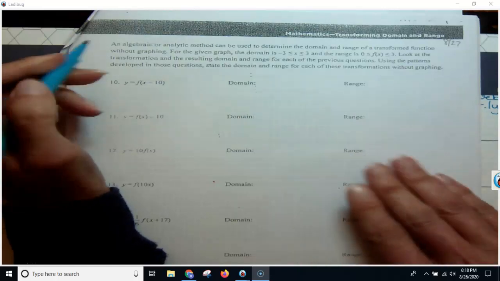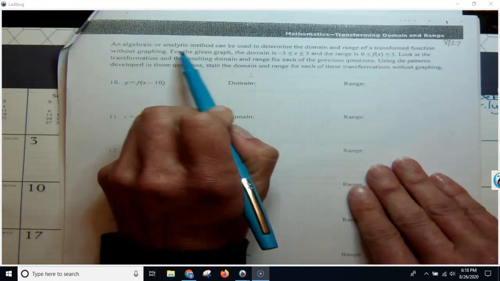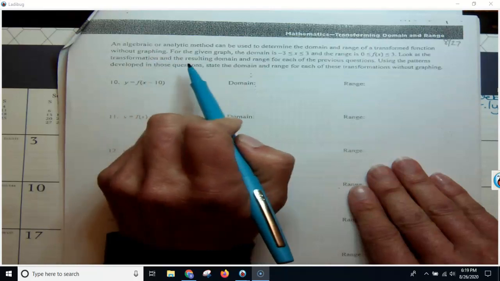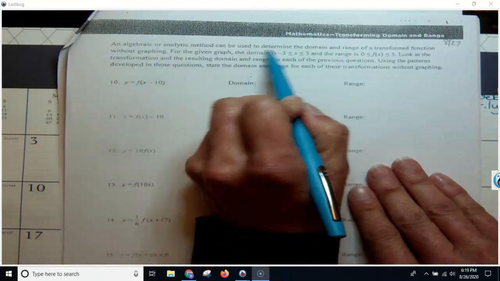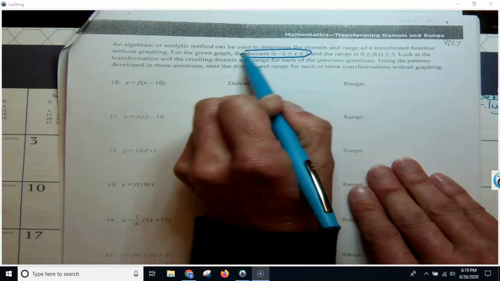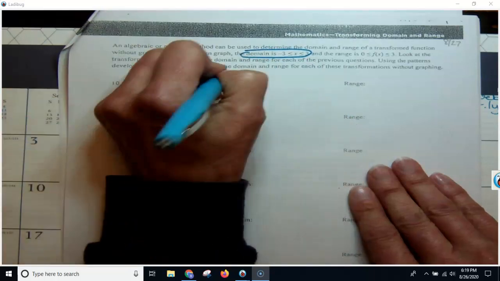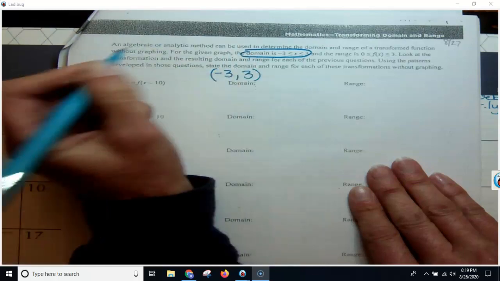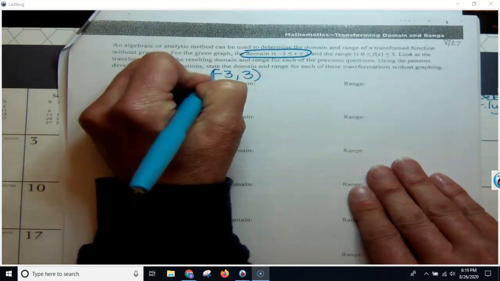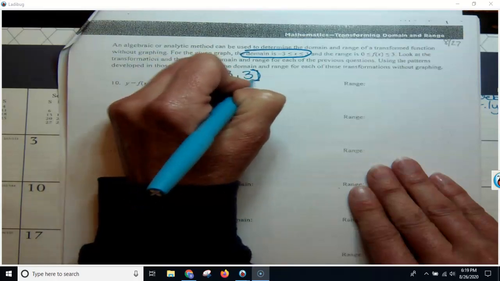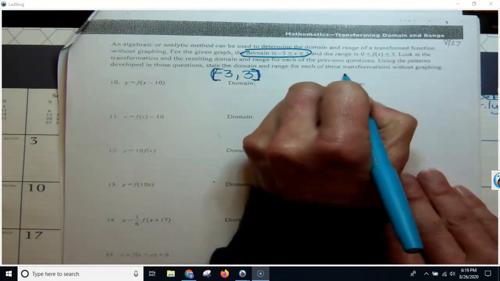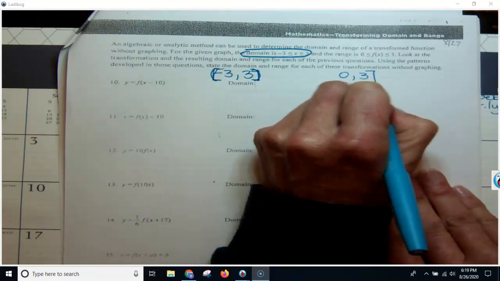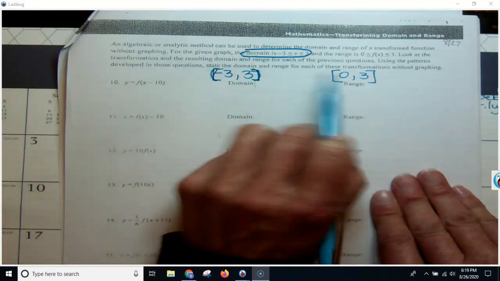All right. So it talks about how an algebraic or analytic method can be used to determine the domain and range of a transformed function without graphing. Okay, so let's just say we've got a domain of -3, 3. Yes, it's including that, so I'm going to put in brackets. And our range is 0 to 3. So here's our domain and here's our range.